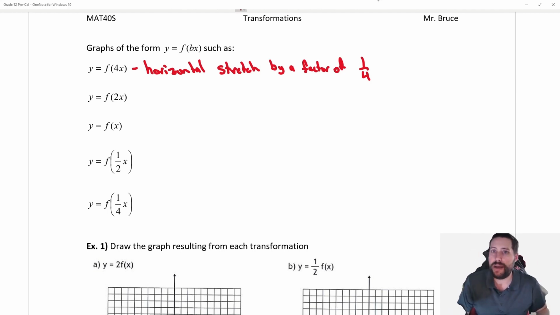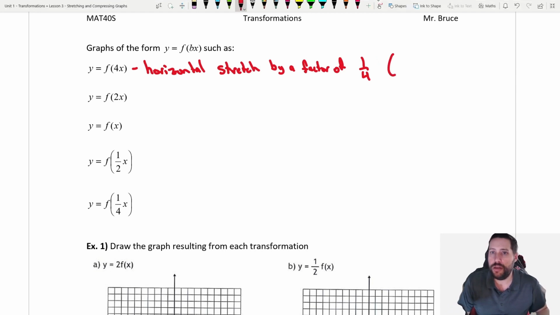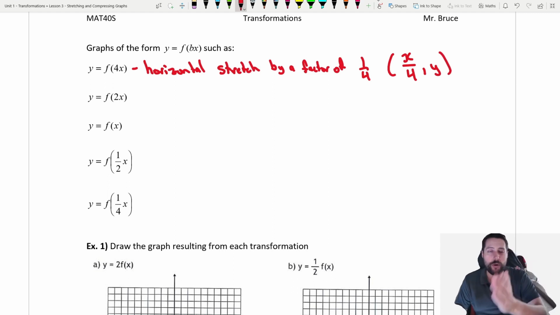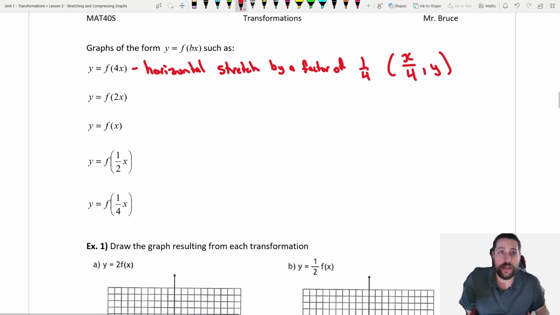If we're looking at the mapping notation, that's going to be x/4, and y remains the same. So that's where we have the reciprocal of it. The next one, y is equal to f of 2x, well, that's going to be a horizontal stretch.